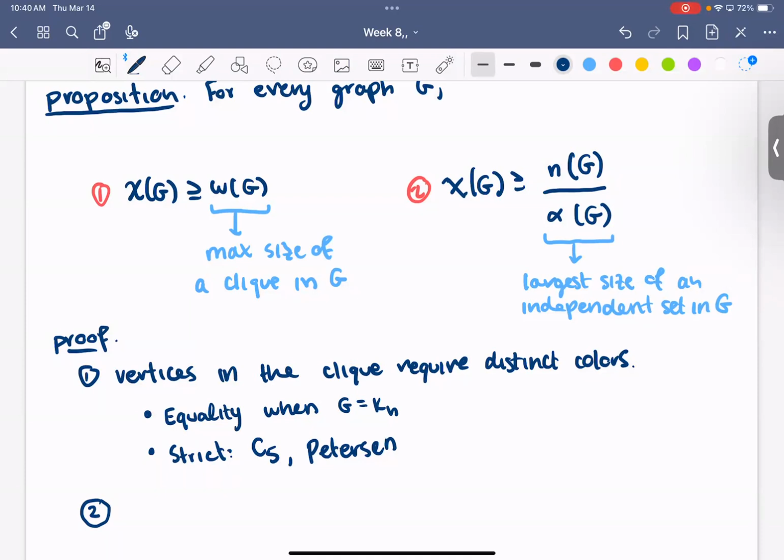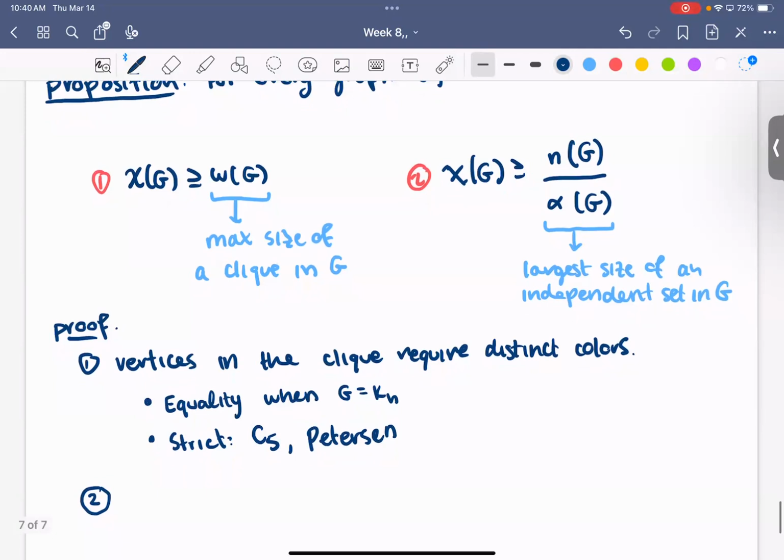Yeah. Well, the coloring of a graph is basically just a decomposition of it into independent sets, because every set of vertices of one color is an independent set. And the size of each of those is going to have to be at most alpha of G. And so it follows that you can't have fewer colors than n of G over alpha of G.